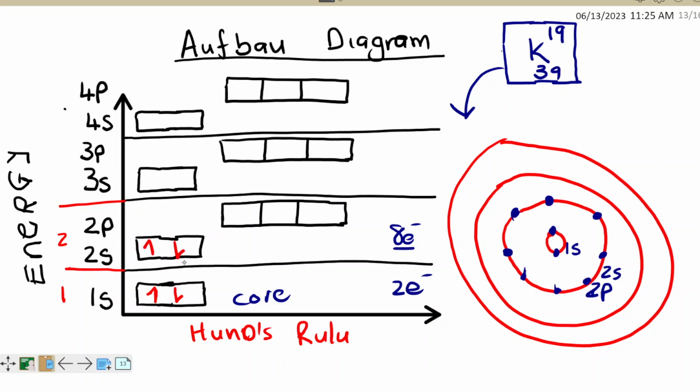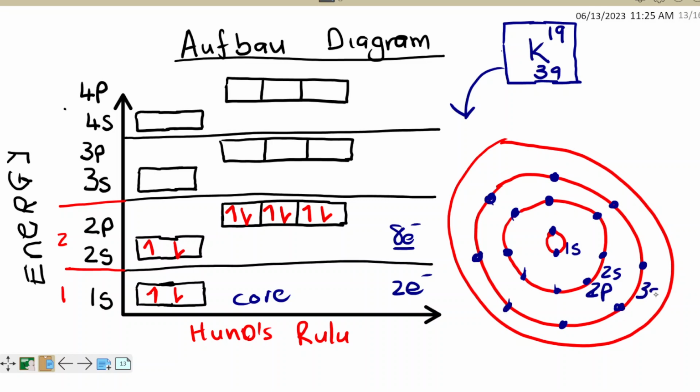1, 2. Then you come to the 2p. 3, 4, 5. Come back. 6, 7, 8. So we are done with that one. Then we go to the third orbital. 1, 2, 3, 4, 5, 6, 7, 8.